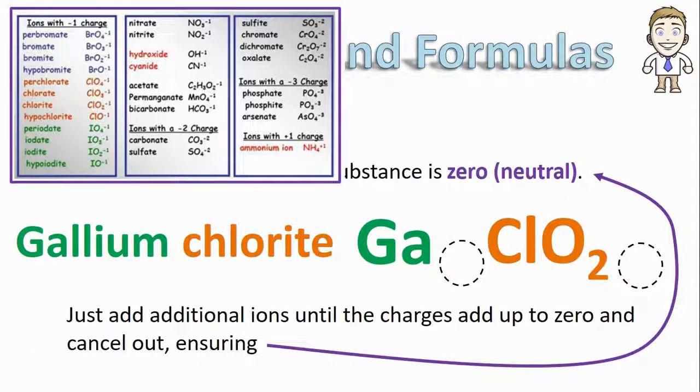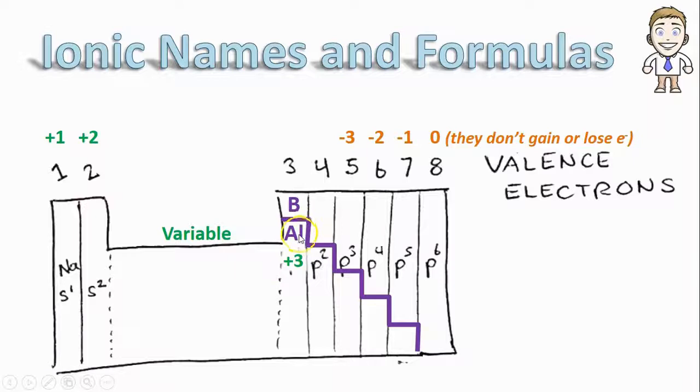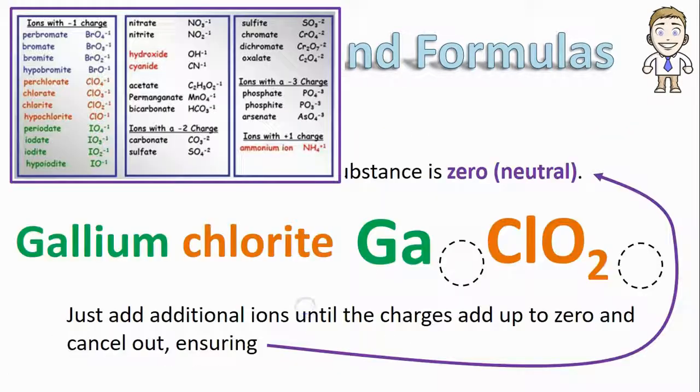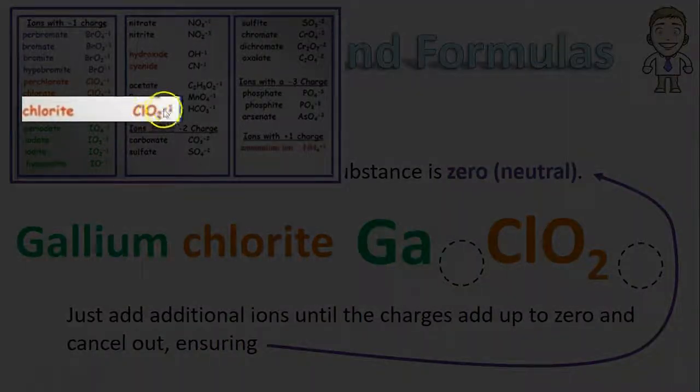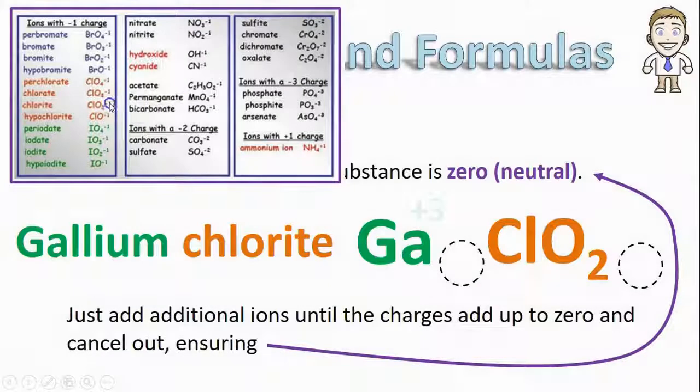Next, we look up the charges of each ion. Gallium is in aluminum's column, making it a +3. Chlorite I can't find on the periodic table because it's actually made of several different atoms together. But again, that's why we need our reference sheet to look up. ClO2 has a -1 charge. Let's fill those out. +3, -1.